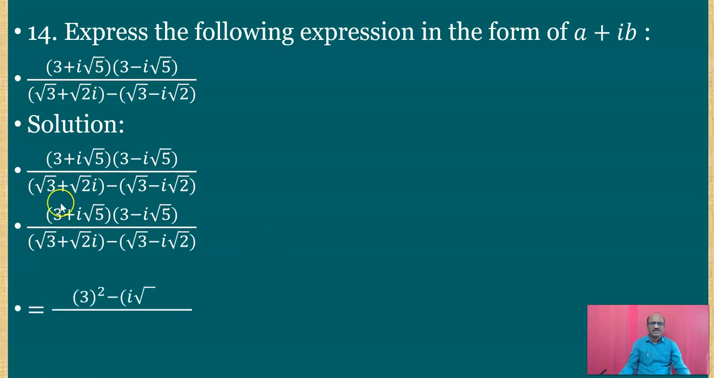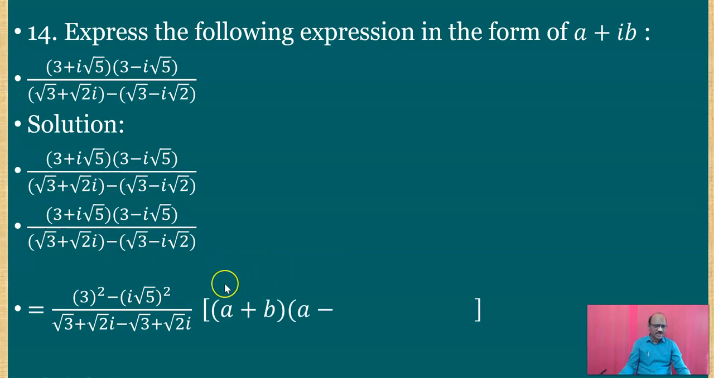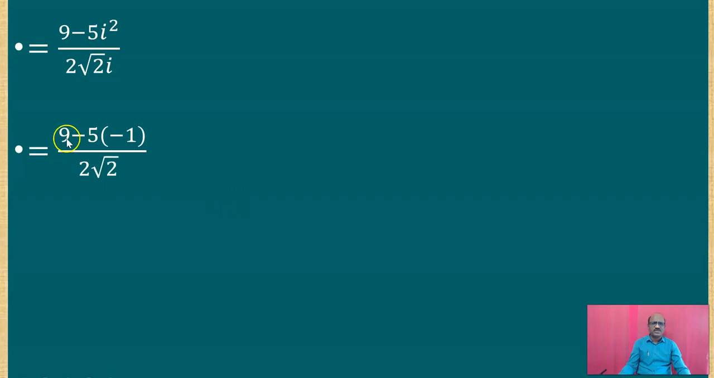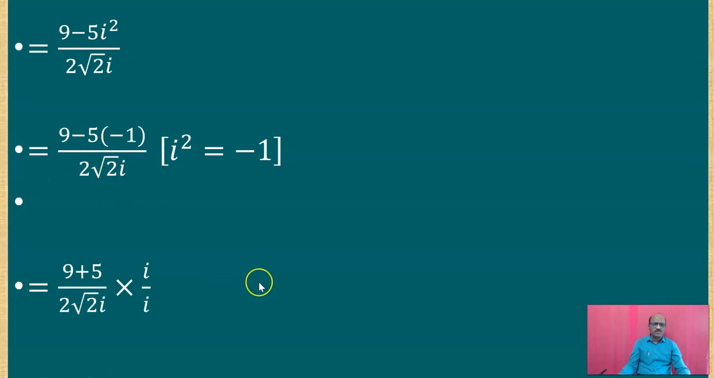Again, step is repeated here. a plus b, a minus b means what? a square minus b square. 3 square minus i root 5 bracket square, and normal simplification is open the bracket. You let minus root 3 plus root 3 get cancelled. Root 2i plus root 2i, that is 2 times root 2i. Okay, next. That is 9 minus 5i bracket i square, 2 root 2i, and here is a simplification. That i square is minus 1. Minus 5 into minus 1 is plus 5, therefore 9 plus 5, 2 root 2i.